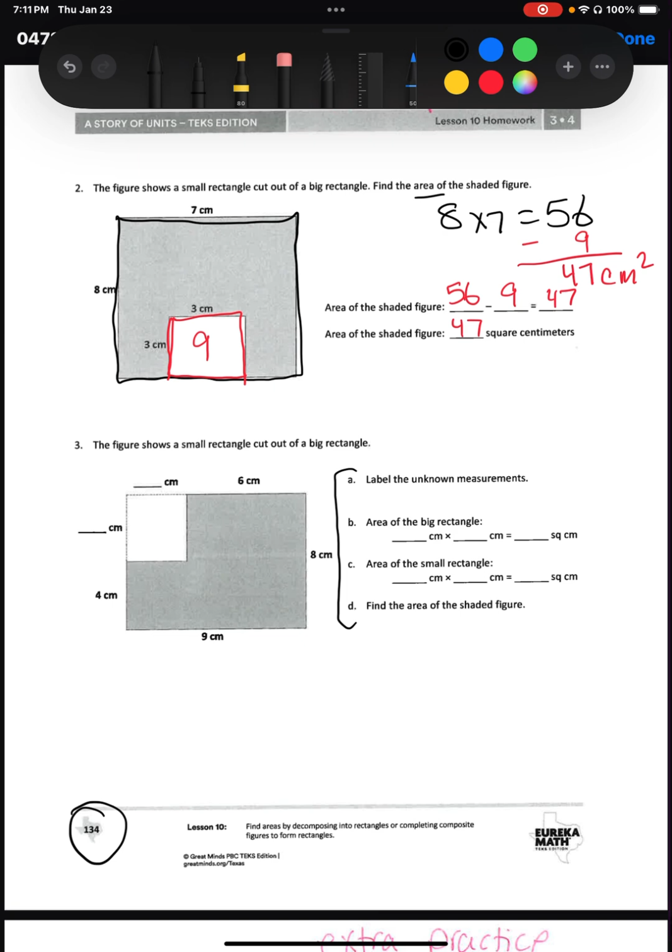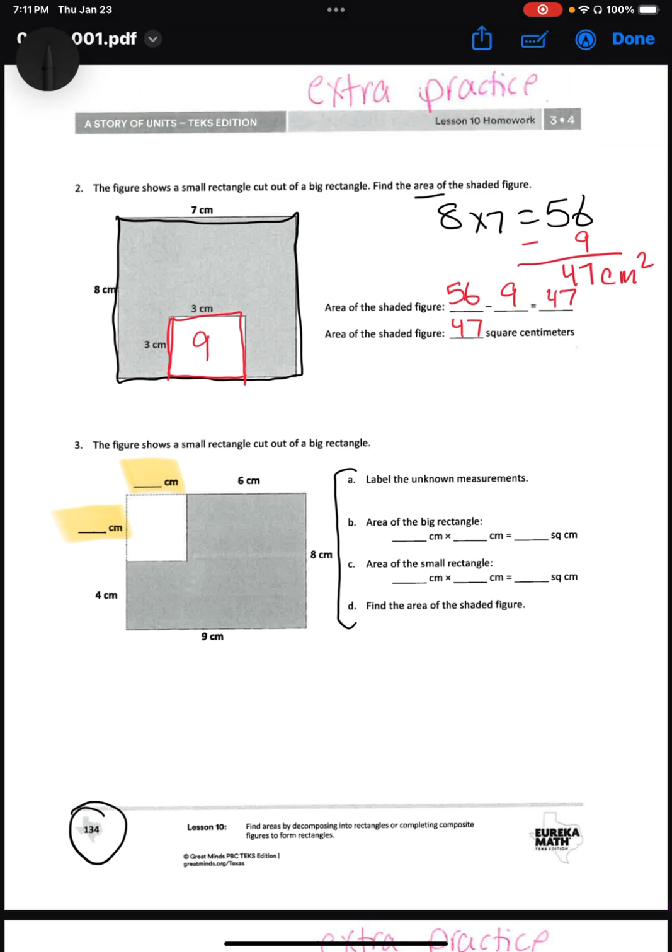A says label the unknown measurements. The measurements they're talking about are right here and right here. So this is where we have to start putting together what we know about specific shapes to find these missing parts. This is going to start pulling information from as early as kindergarten and build on it.